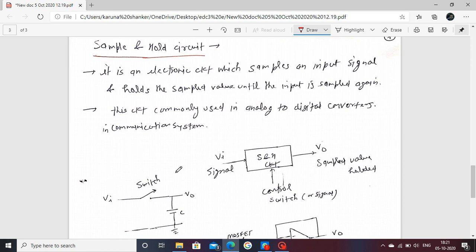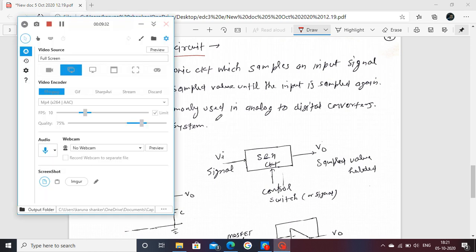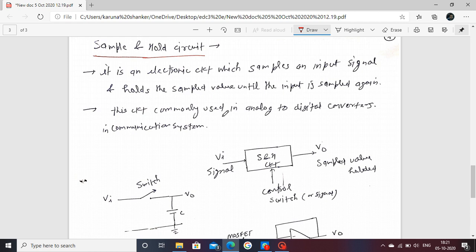Next, let's move to the sample and hold circuit. A sample and hold circuit is an electronic circuit which samples an input signal and holds the sample value until the input is sampled again. This is the definition. In communication systems, suppose we are given an analog signal and we want to convert it into digital form. Then the first step is to convert it into sample values, that is, sampling.